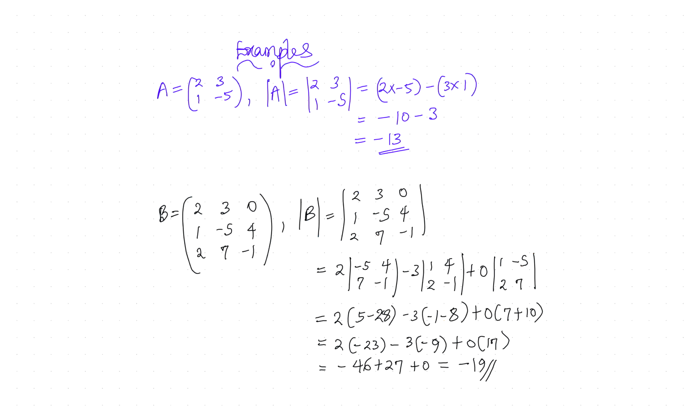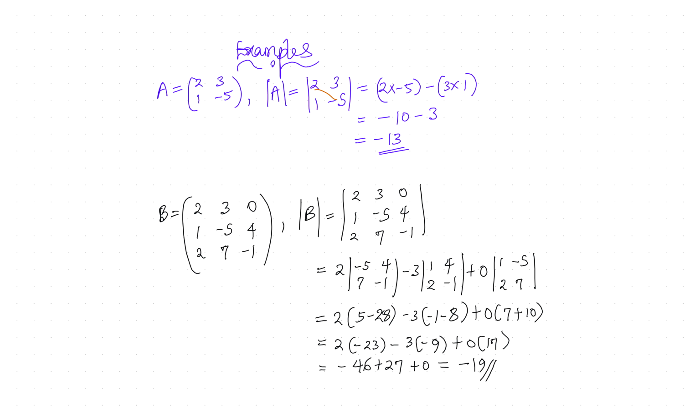Okay, so you have matrix A: 2, 3, 1, minus 5. The determinant is written with the standing bars to show that you're now looking for the determinant of 2, 3, 1, minus 5. And that's simply 2 times minus 5 minus 3 times 1.